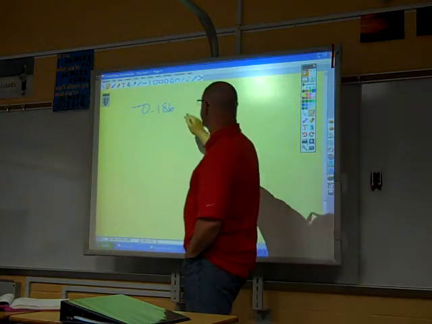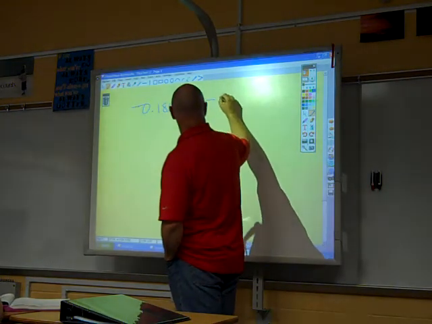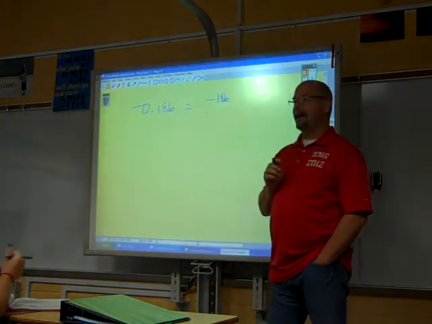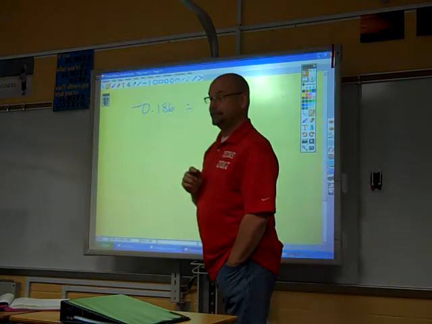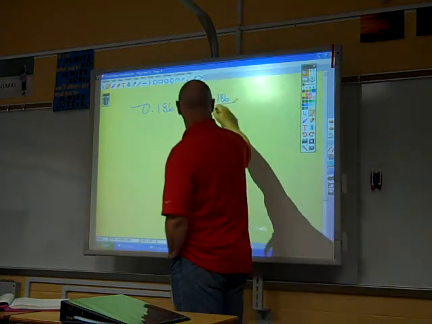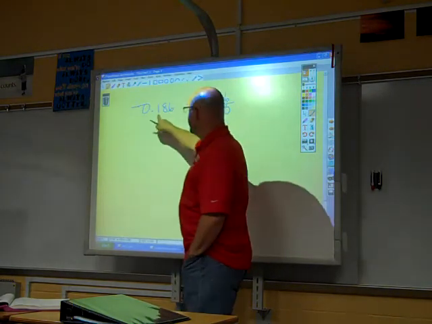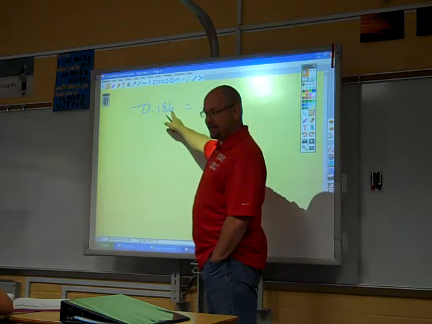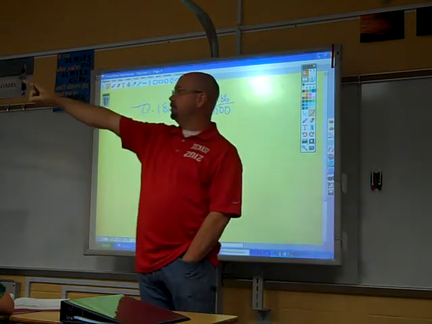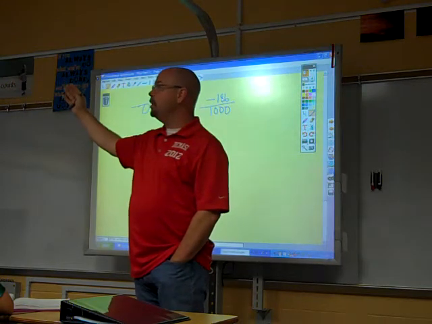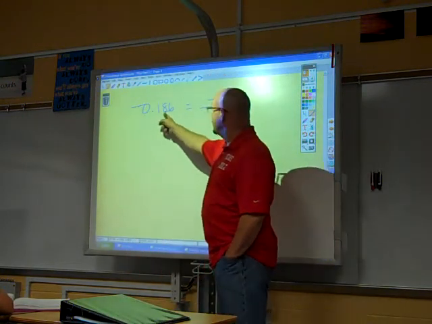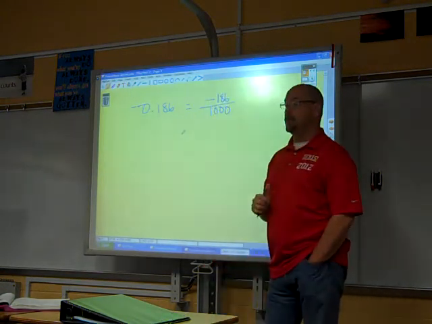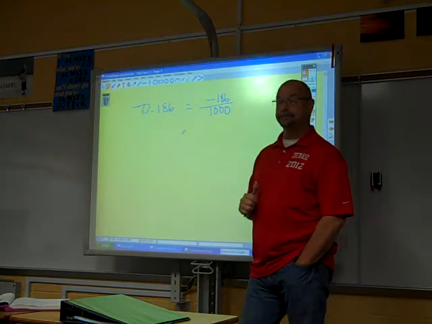Katie? Negative 186. Not over 10. Then Rebecca? Over 1,000. Very good. Because this number, if you name it accurately, is 186 thousandths. See, the third column to the right of the decimal point is thousandths. So we say the number 186 thousandths. And since it was negative, we gave the negative to the 186. Any questions on that one?